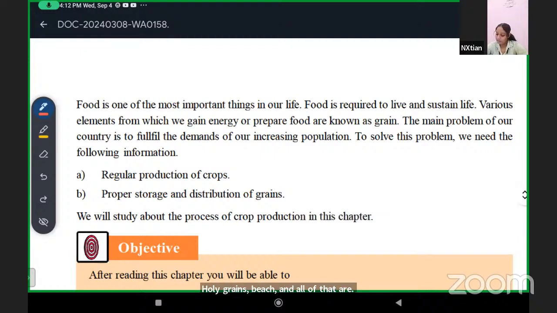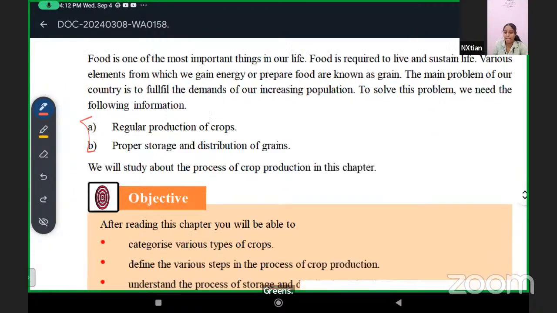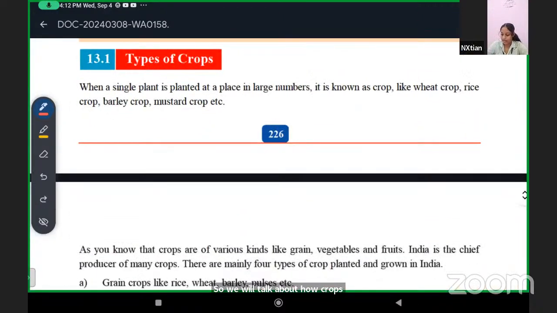Now, the main problem of our country is to fulfill the demand of our increasing population. To solve this problem, we need the following: regular production of crops, and proper storage and distribution of grains. So we will talk about how crops are produced in this chapter. Also, there are various types of crops.